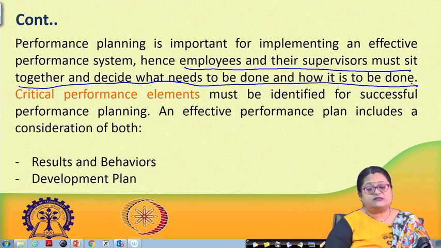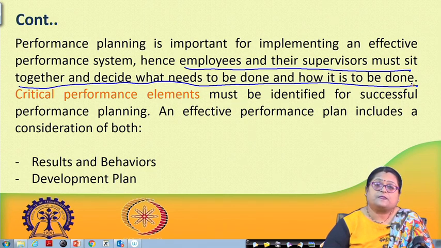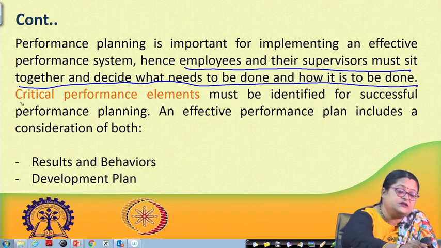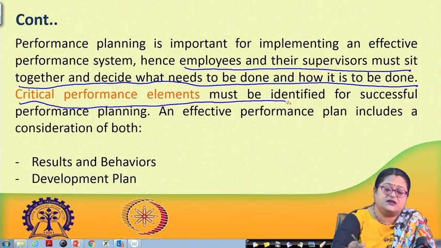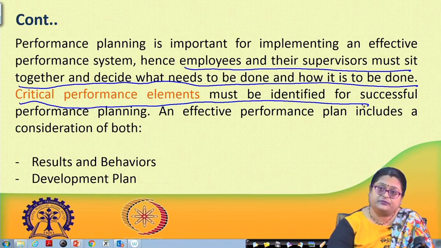So, the employees and the supervisors must sit together and decide what needs to be done and how it is to be done. For that, some critical performance elements must be identified for successful performance planning. Critical means these are the elements which need to be done. Maybe if there are 10 elements in the job, you cannot avoid doing some 2-3 of them, because that defines the job itself and is very critical for performing.